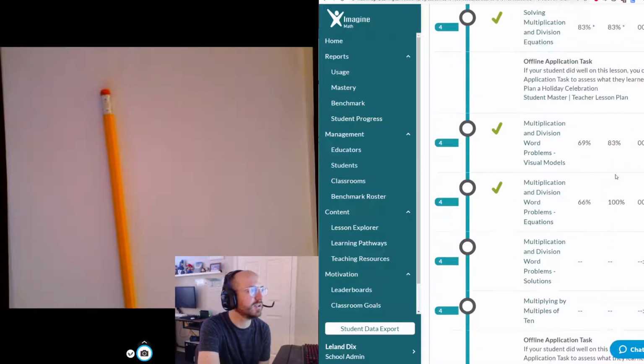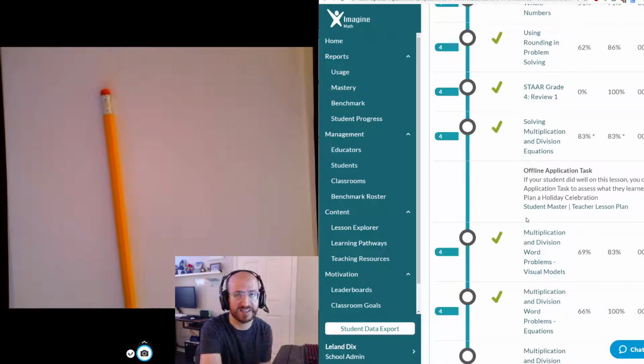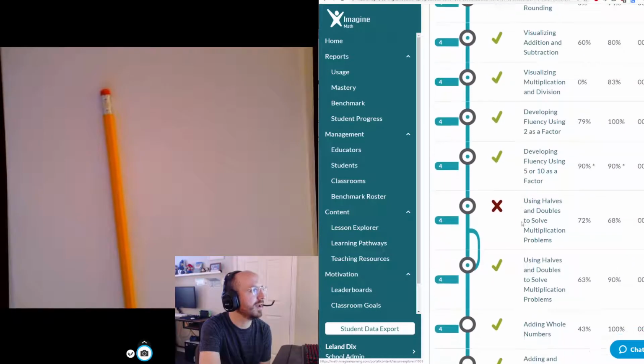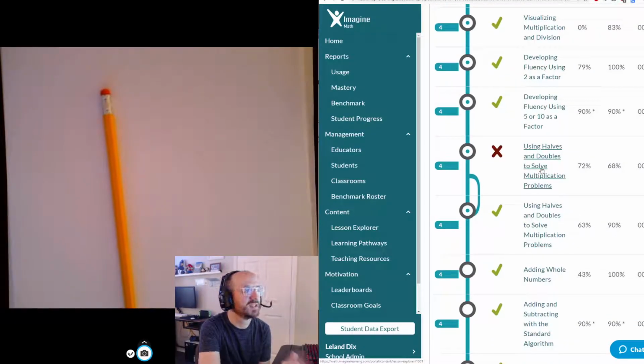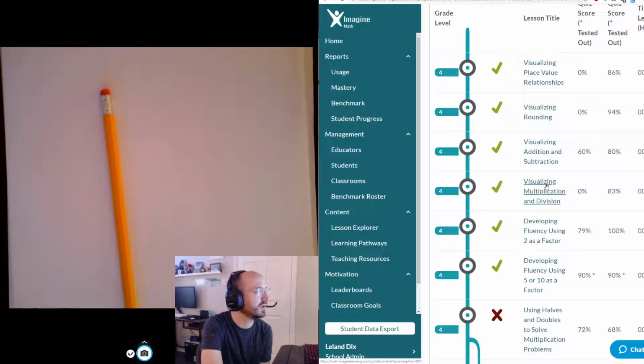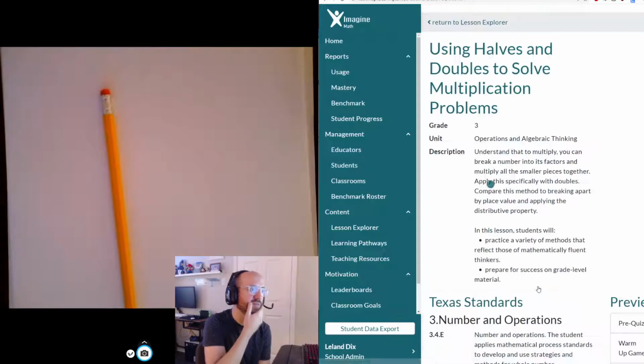So I wanted to look at one and solve one together with you. This student has done 9 lessons this week, so that's great. But I noticed one here was a little bit tricky for them the first time. So how about we do this one together, just to help you guys out. It's the seventh lesson in the pathway. You guys are pretty good at the factor ones, so let's look at using halves and doubles to solve multiplication problems.